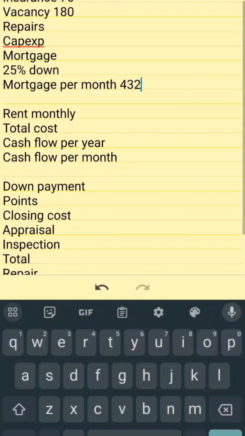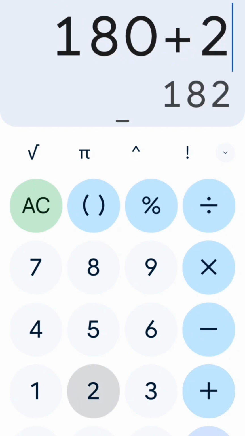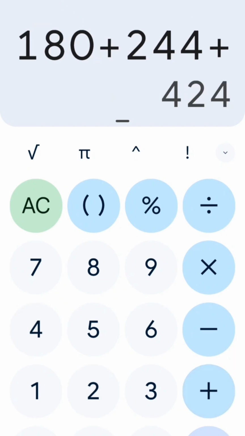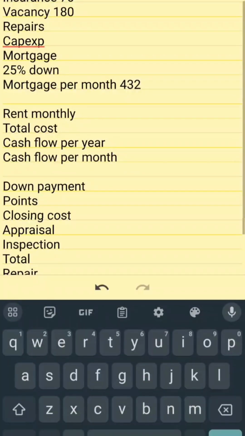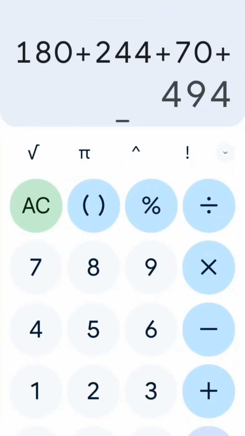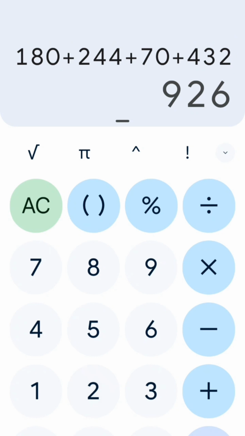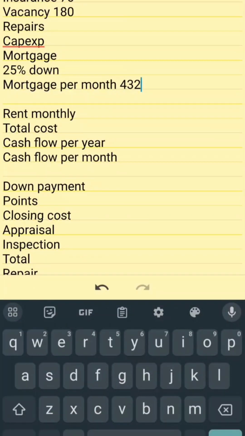So we'll go back. Our taxes are $244. So plus $244. We know that our insurance is going to be $70, and then $432 per month for your mortgage and your interest. So to run this property, it's going to be $926.